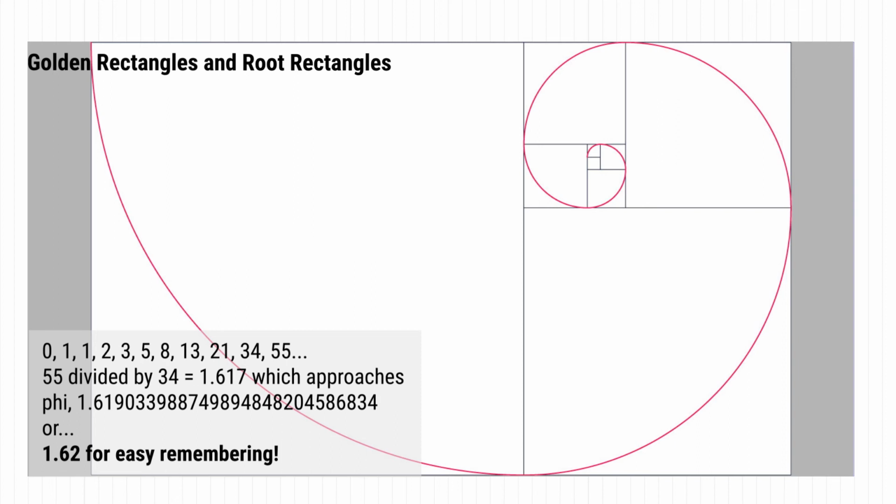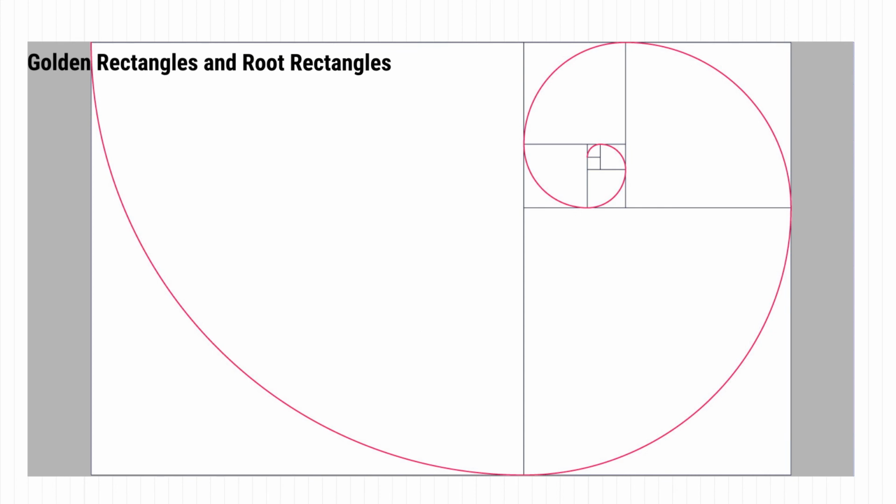So 1 plus 1 makes the next value to be 2. 2 plus 1 makes the next value to be 3. 3 plus 2 creates the value of 5. And 5 plus 3 creates the next value of 8, and so on and so on. When you take the last number and divide it by the number previous to it, you get a value approaching phi, which is 1.618... I generally just remember 1.62 to make it easier for myself.